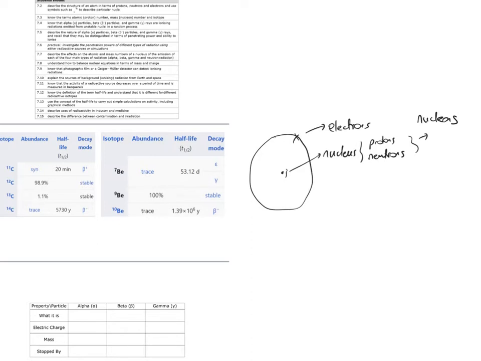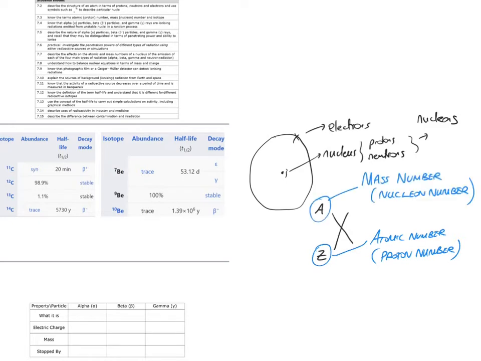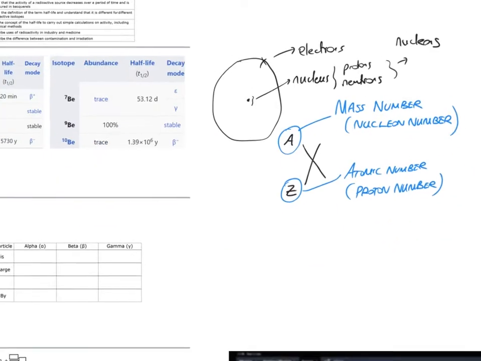A little bit on notation. Let's take a general element and I'm going to call it X. That will have a certain number of protons in the nucleus, a certain number of neutrons in the nucleus, and a certain number of electrons orbiting. Let's talk about neutral atoms. You can write symbolically elements like this with an atomic number or proton number and a mass number or nucleon number.